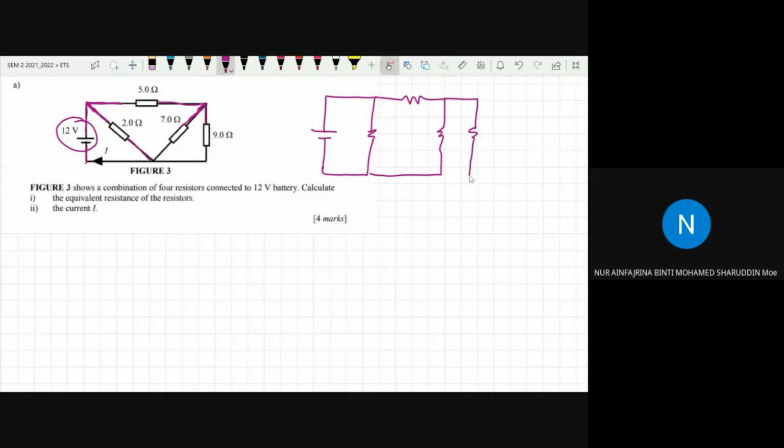So, ini je cara untuk buka dia. Bila Miss label sini R1, R2, R3, R4. So kat sini akan jadi R1, R2, R3, R4. So ini adalah cara Miss buka dia. So first diagram.